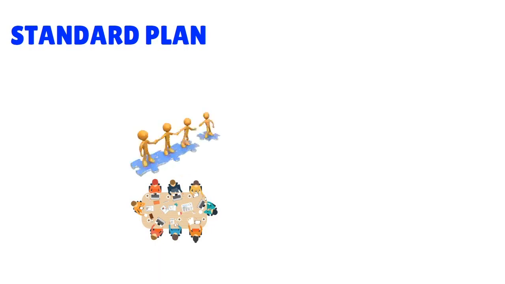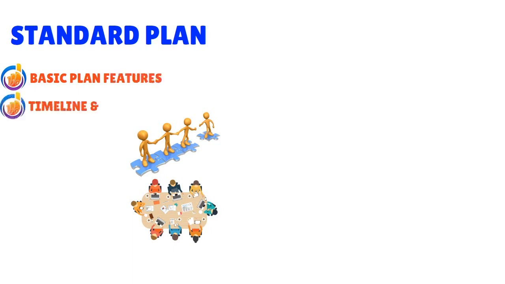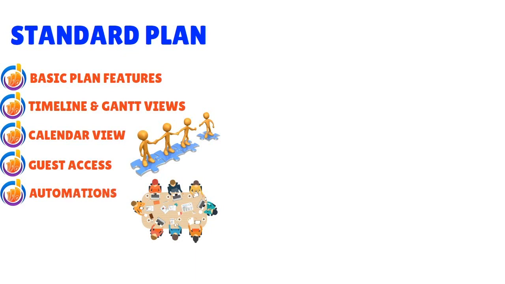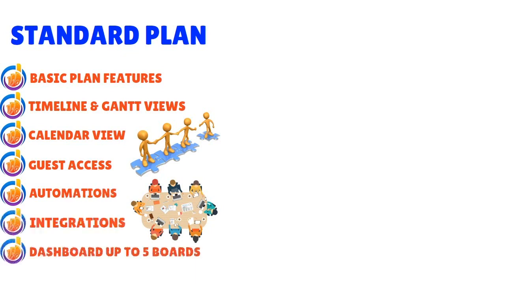Then you have the standard plan. This is great for a team of 5 members, and this will cost you about $50 to $75 per month, billed annually. This plan is really beneficial for collaboration, if we want to collaborate and optimize your team's processes. Here you have features such as basic plan features, timeline and Gantt views, calendar views, guest access, automation, and integrations, fantastic. And you have a dashboard that gives you up to 5 boards.